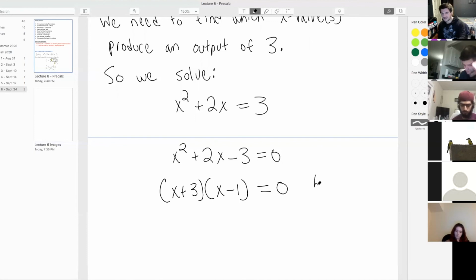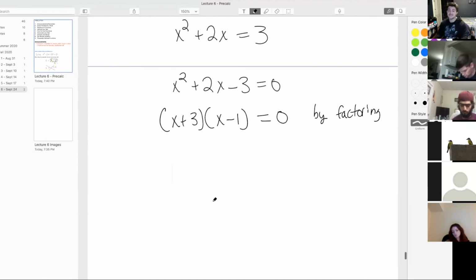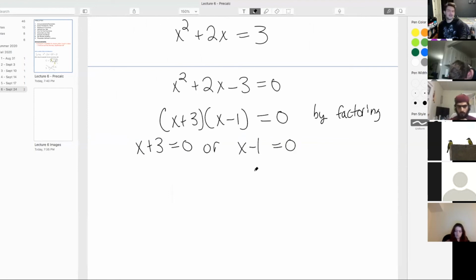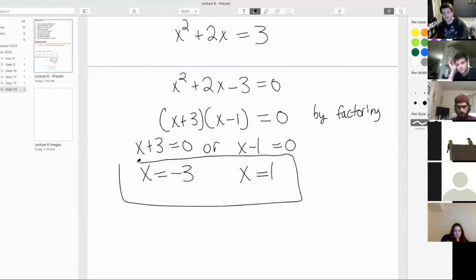Okay, so I hope everyone sees this. This was just by factoring. All right, and next we use the zero product property. So we know that x plus 3 is equal to 0, or x minus 1 is equal to 0. Yeah, so here's that business with or and. I'm not exactly sure, but regardless, let's just put that aside for now. This is easily solvable. This is x is equal to -3 and x is equal to 1. So those are our solutions.